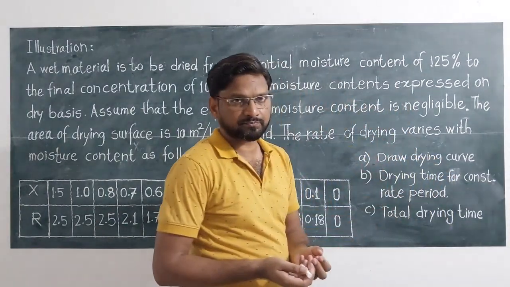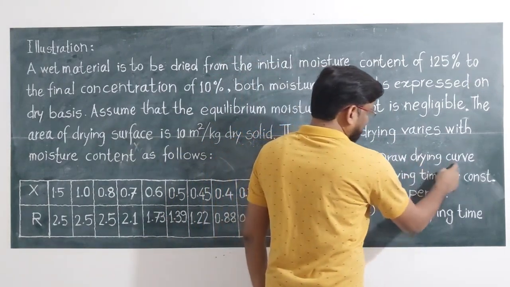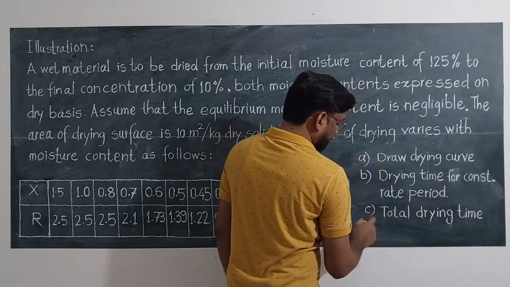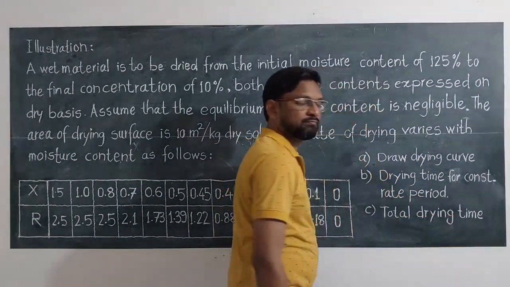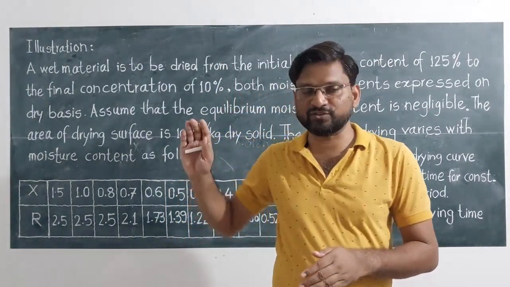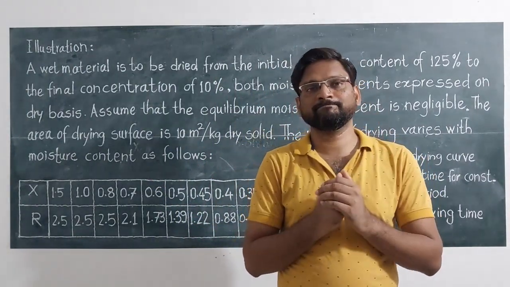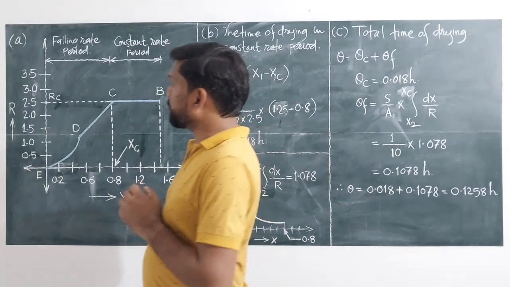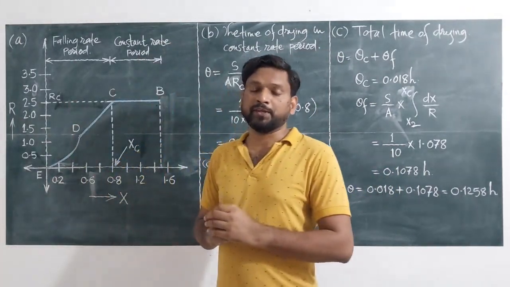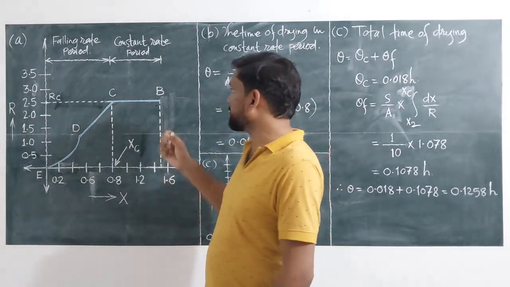What is asked? A, draw the drying curve. B, drying time for constant rate period. And C, total drying time. These are the three things which are asked to calculate in this illustration. Let us try to solve this problem. Let us concentrate on part A of the problem.